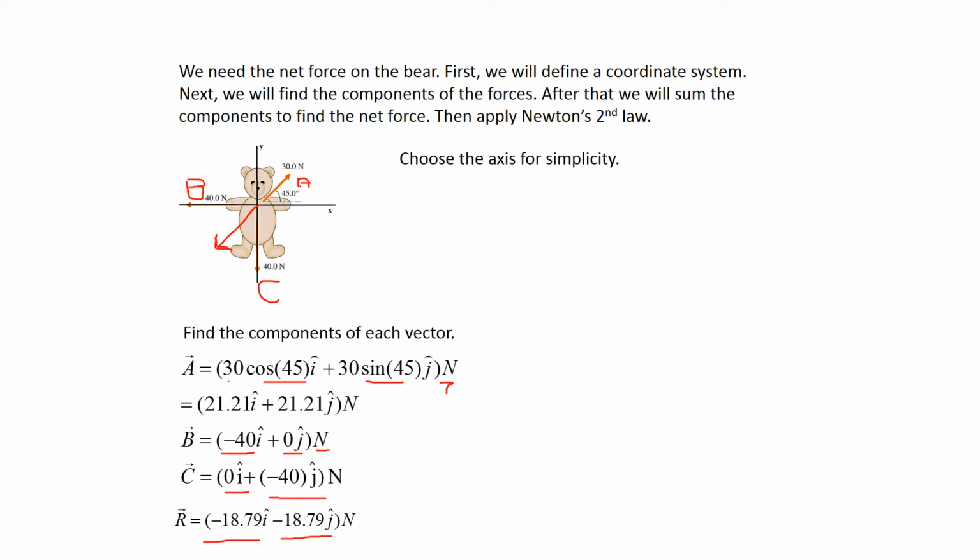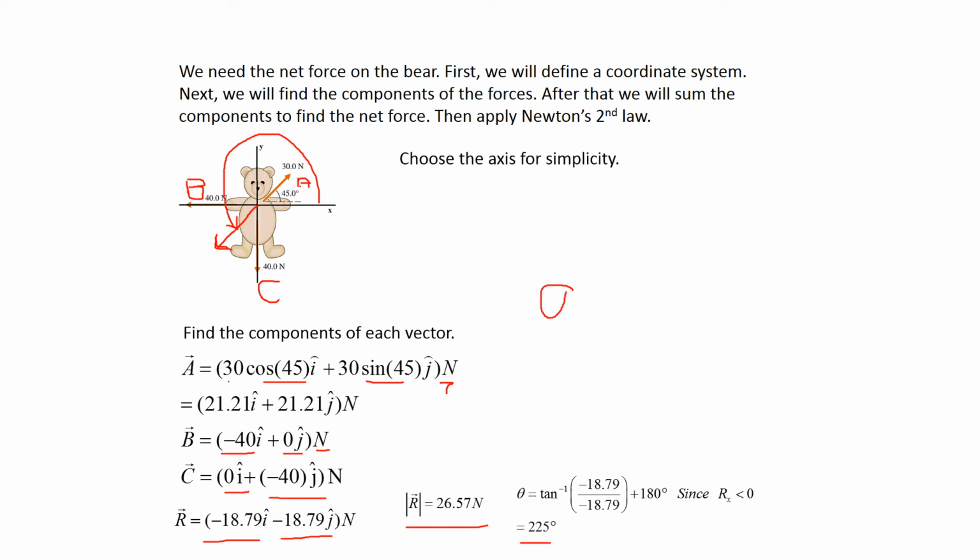We can use the Pythagorean theorem to find the magnitude of that resultant force, which is going to be 26.57 newtons. And we can find the angle, which is going to be 225 degrees from the positive x-axis, which is how we know it's going to be pointing downwards and to the left.